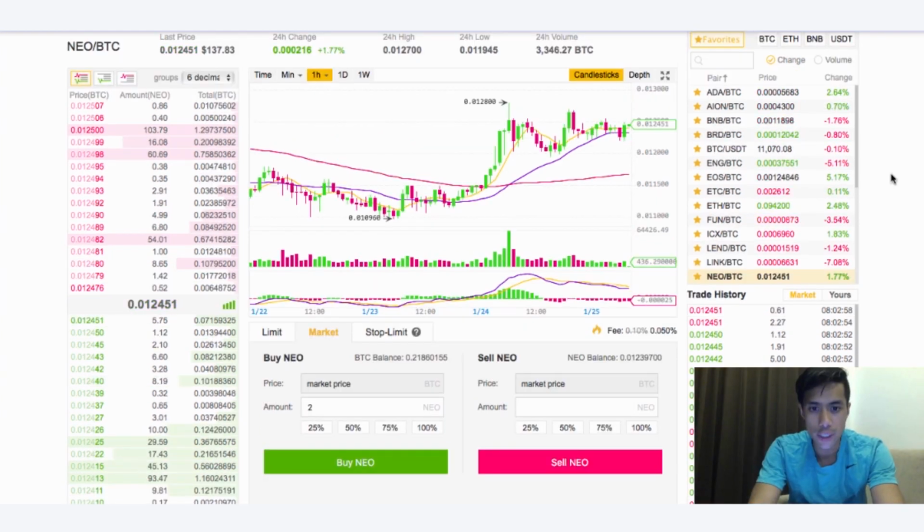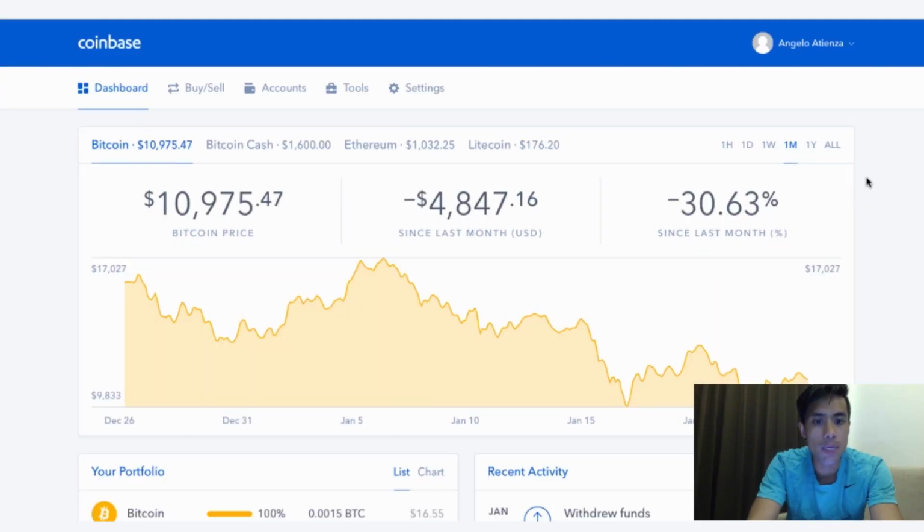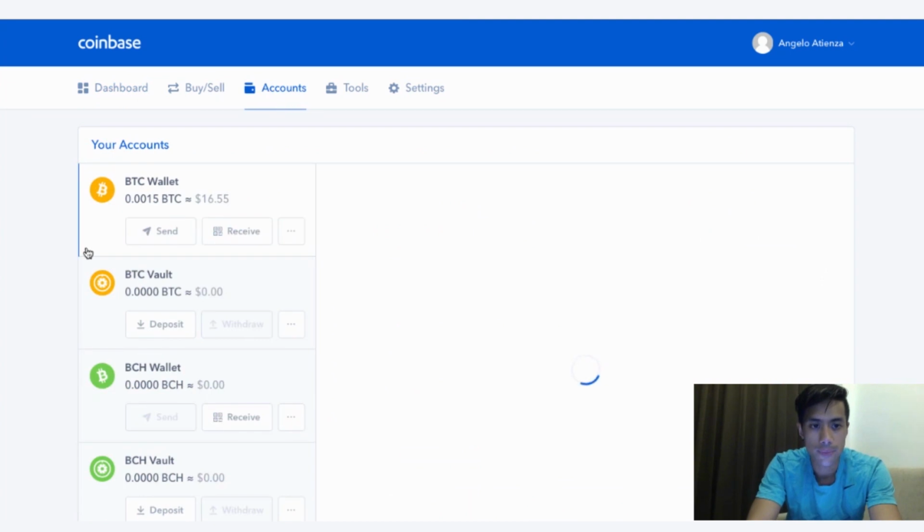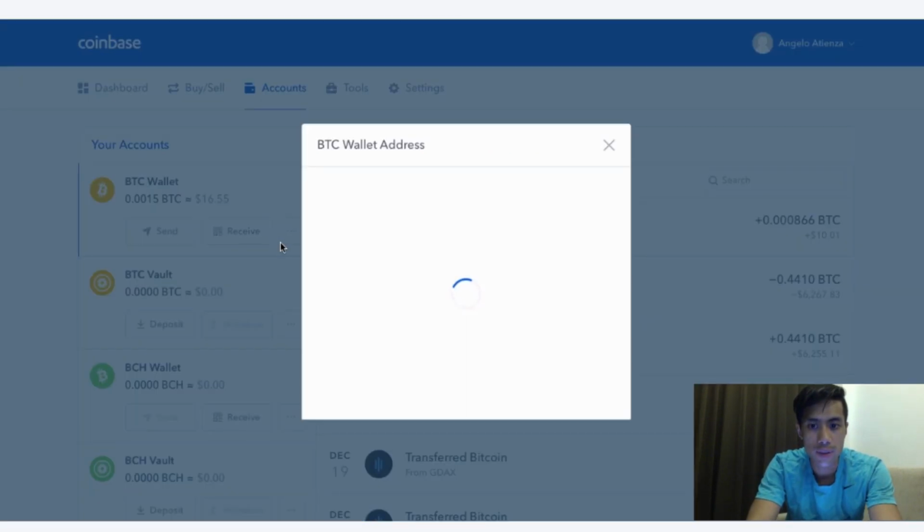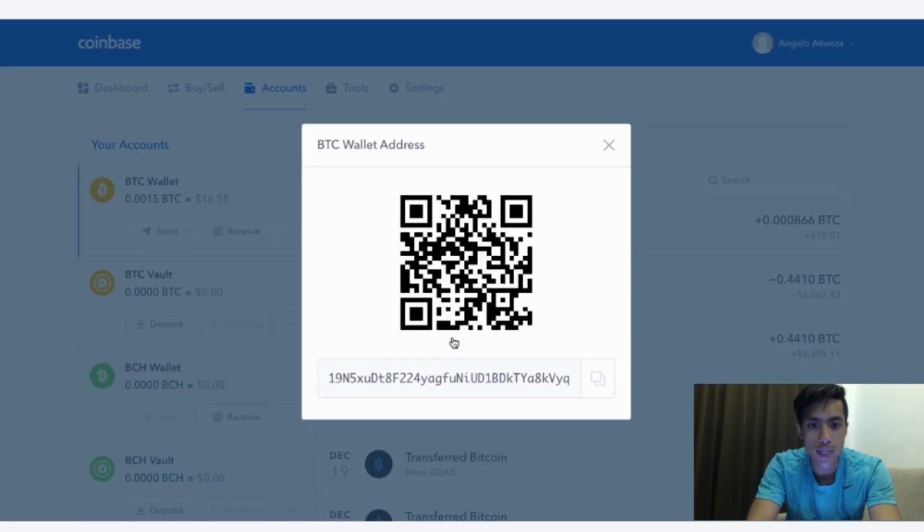Now let's reverse engineer this process so you know how to sell your altcoins for cash. You'll have to go through the same process of selling as we did for buying, using either limit or market orders, in order to convert the altcoin back into Bitcoin. Once we have it in the form of Bitcoin, open up Coinbase in a new tab. Click on Accounts, Receive, Show Address, and copy this address by clicking on this copy button here on the right.